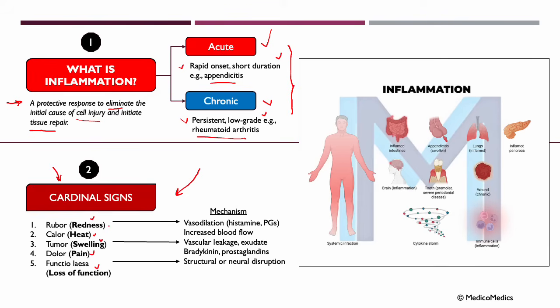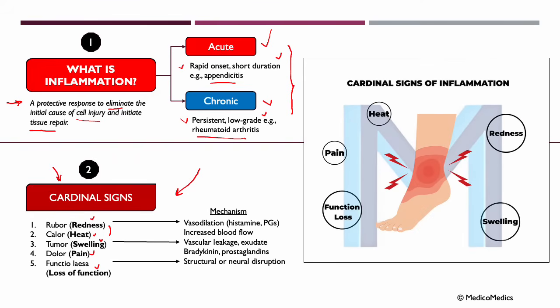Now, the redness and heat are caused by vasodilation. Primarily, this is mediated by histamine and prostaglandins. These increase blood flow to the injured tissue. So that's why we get heat and redness. Vasodilation also explains the flushed, warm appearance of inflamed skin.